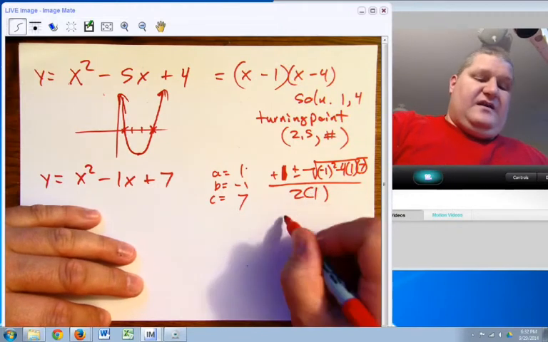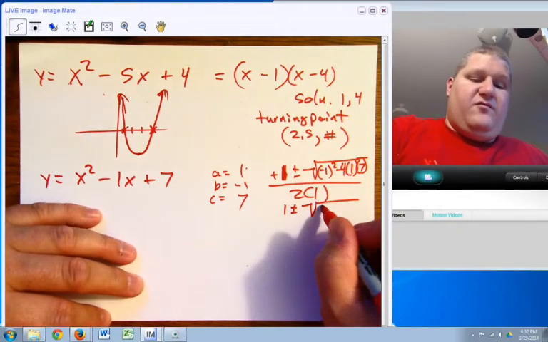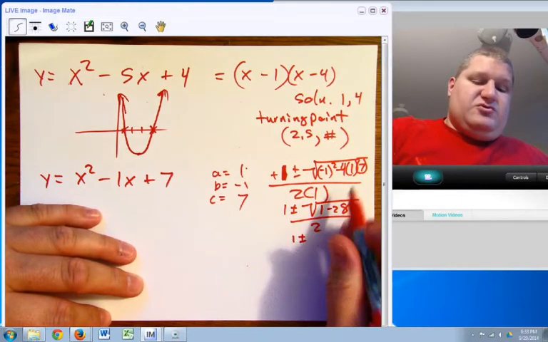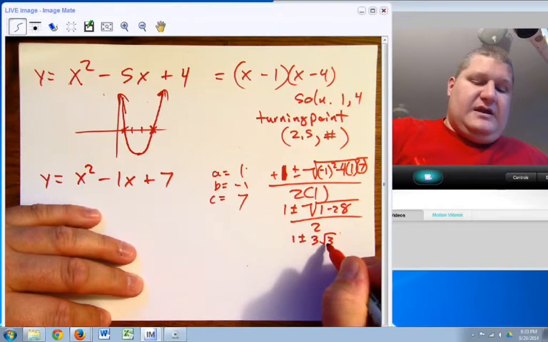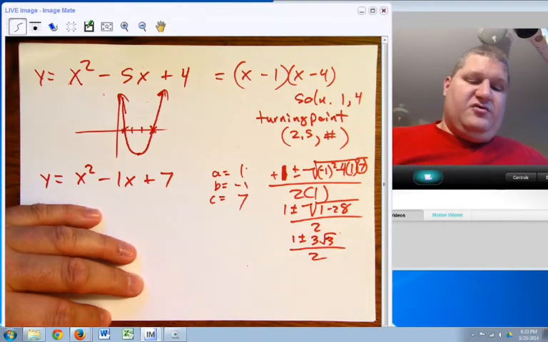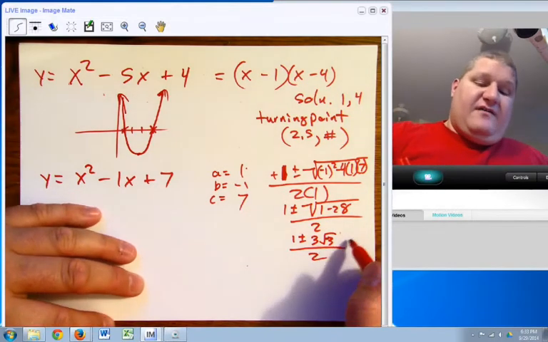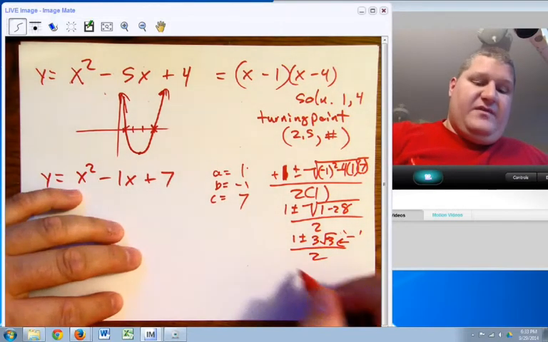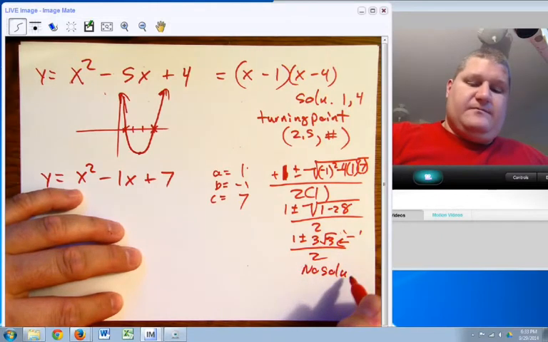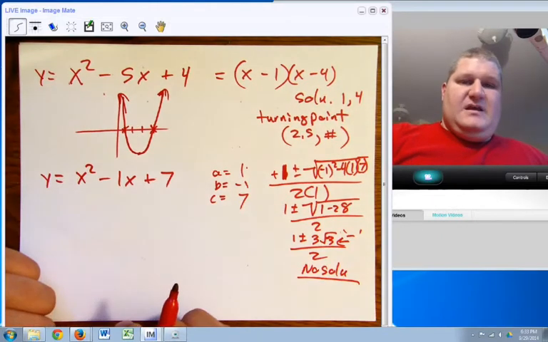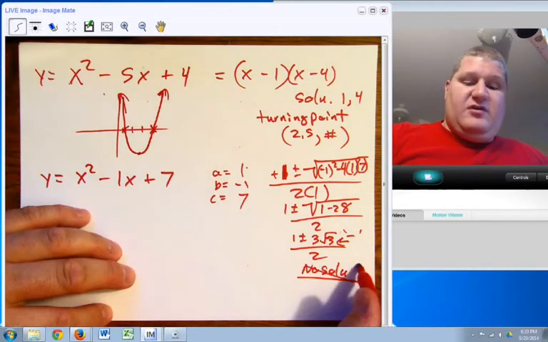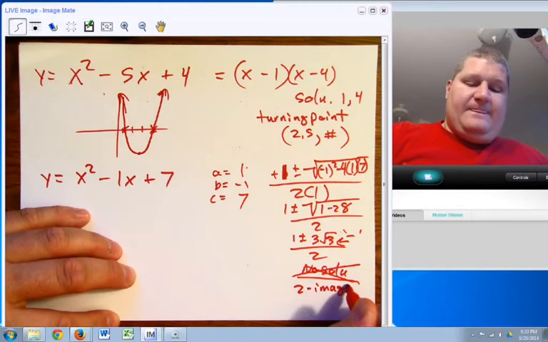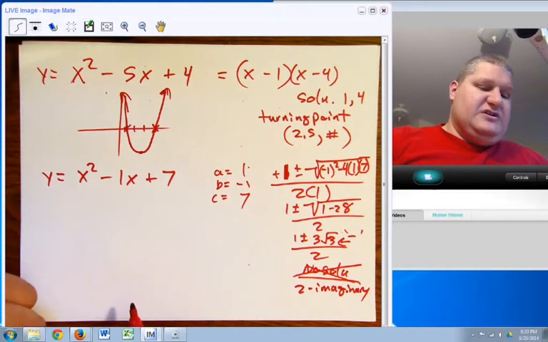In this case, that gives me 1 plus or minus the square root of 1 minus 28 all over 2, which is 1 plus or minus square root of 27, which is 3 root 3, negatively speaking, all over 2. Now, the problem is if I have a negative underneath my square root, that means I have no solutions. Sort of. What it really means is I don't have any real solutions. I have 2 imaginary solutions, and we'll get to those at a little later point.